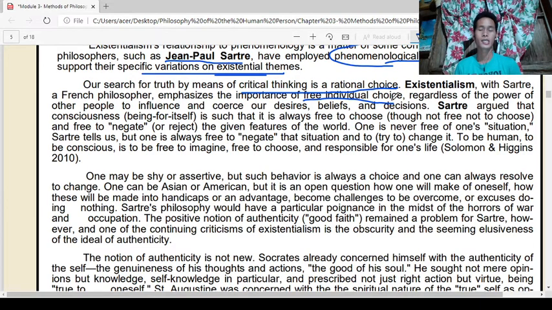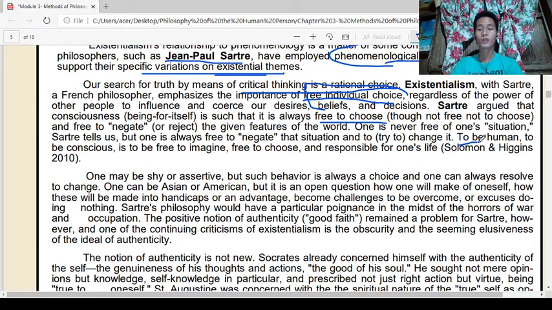Further, Sartre emphasizes the importance of free individual choice in existentialism, regardless of the power of other people to influence and coerce our desires, beliefs, and decisions. Sartre argued that consciousness, being for itself, is such that it is always free to choose, though not free not to choose, and free to negate or reject the given features of the world. One is never free of one's situation, Sartre tells us, but one is always free to negate the situation or try to change it.